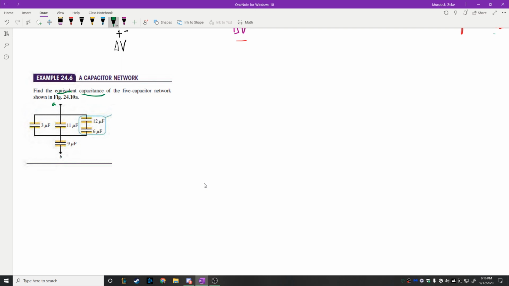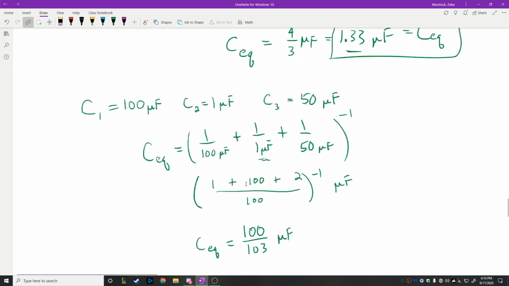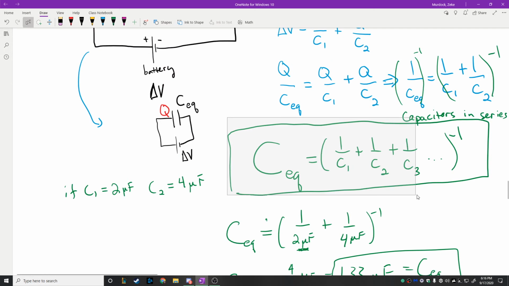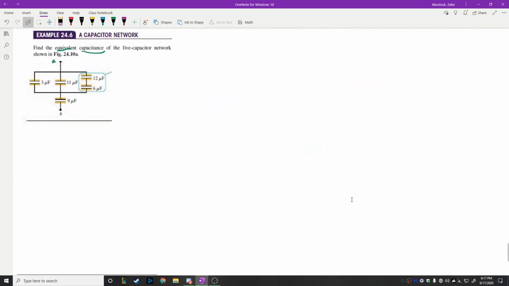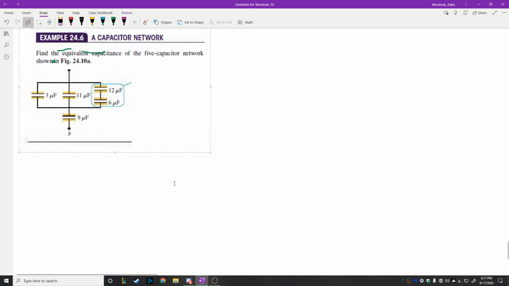I'll remind you quickly that when you have capacitors that are connected in series, we can find their equivalent capacitance by using an equation like this right here. You add up the individual capacitors' inverses, and you take the inverse of that. So, coming to this problem, we're going to break this down step by step, and we're going to do several steps to do so.